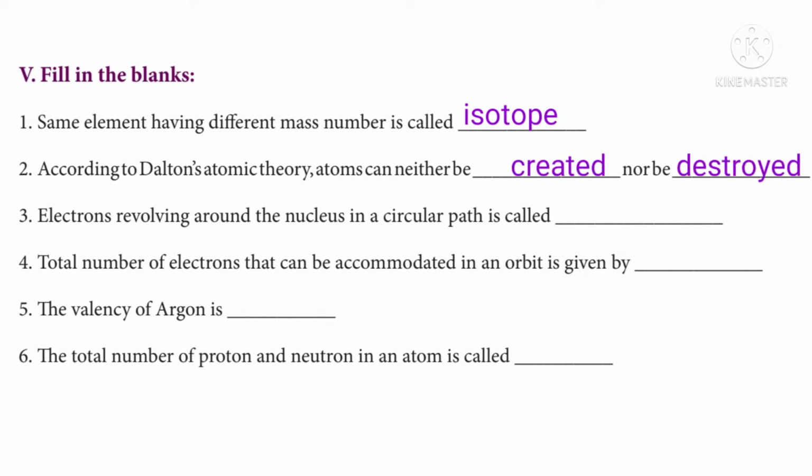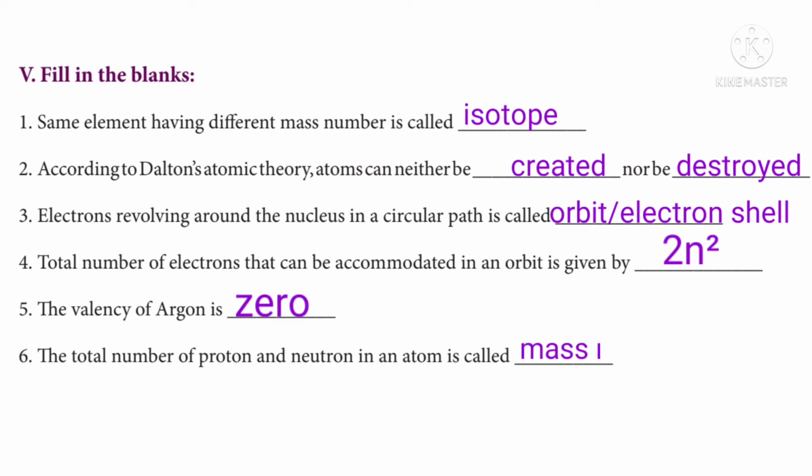Third question, electrons revolving around the nucleus in a circular path is called a dash. Answer, orbit or electron shell. Question 4, total number of electrons that can be accommodated in an orbit is given by dash. Answer, 2n squared. Fifth question, the valency of argon is dash. Answer 0. Sixth question, the total number of proton and neutron in an atom is called dash.